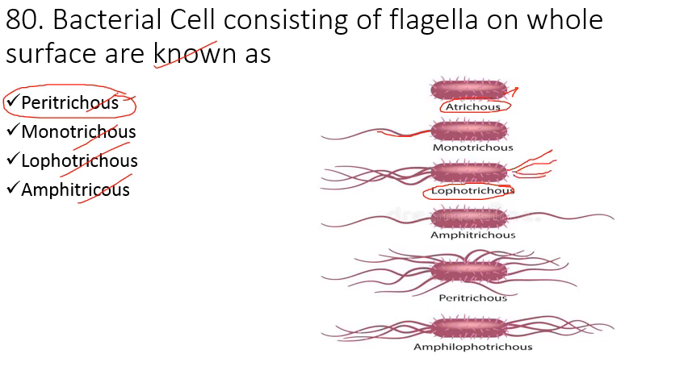Then we have another category called cephalotrichous. Cephalo means head, so it contains a bunch of flagella at one end. Then we have amphitrichous. Amphitrichous means having a single flagellum at both ends. Then we have peritrichous. Here the bacterial cell has flagella on the whole surface, uniformly distributed throughout the surface of the bacterial cell.